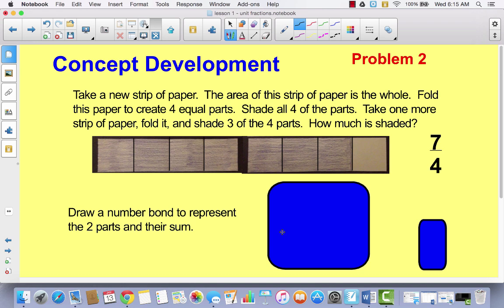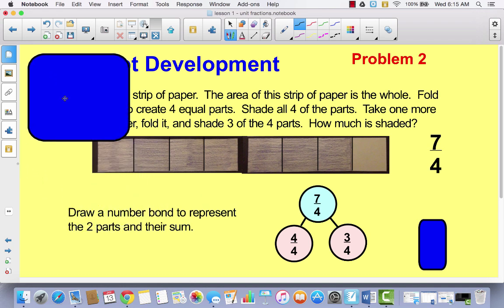Now I want you to write 7/4 in your math journal, and this time we really are going to draw a number bond to represent the 2 parts and their sum. Okay, so we've got 7/4. This is our whole, so that's going to be at the top of our number bond. And then we're going to divide this into our two parts. We've got 4/4 over here, and then we have 3/4 over here. So 7/4, and we have 4/4 plus 3/4.